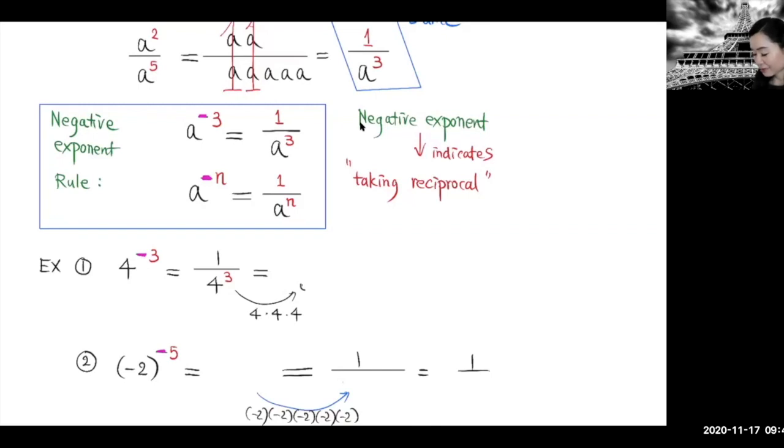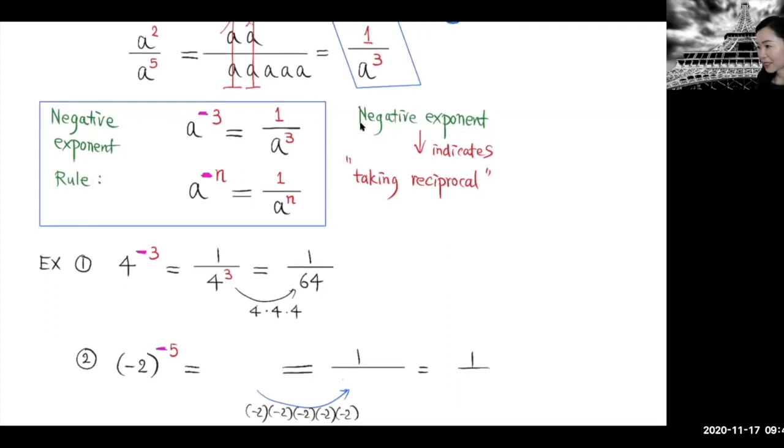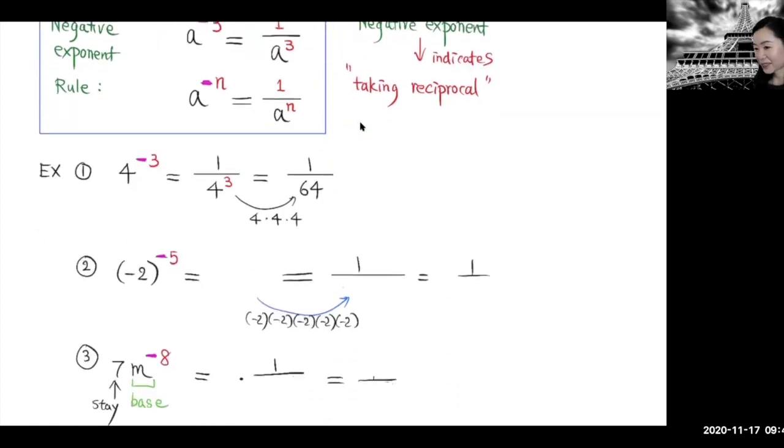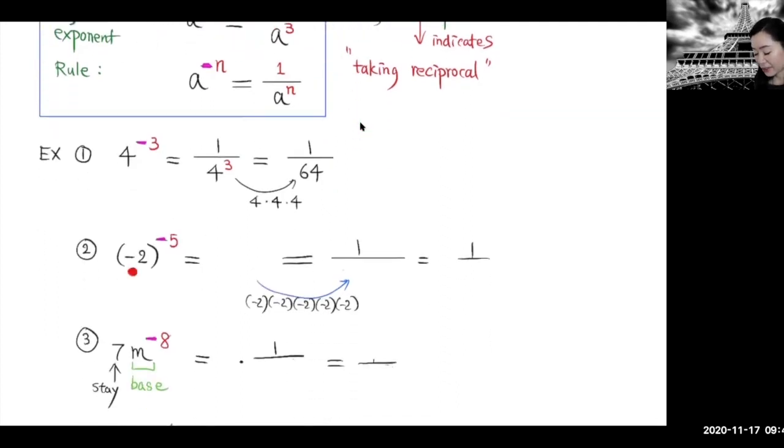4 cubed is 64, right? So it is 1 over 64. Okay, the second one: negative 2 to the negative fifth power. Now we have a negative number raised to a negative exponent. But don't worry, we do it step by step. We first take care of this negative exponent, which indicates we're taking the reciprocal.